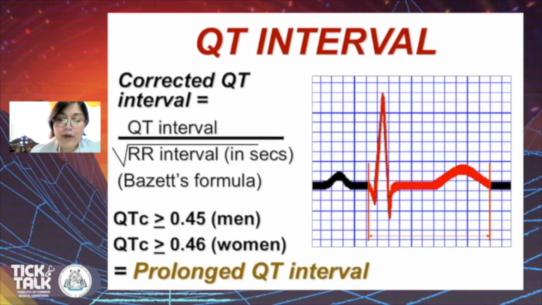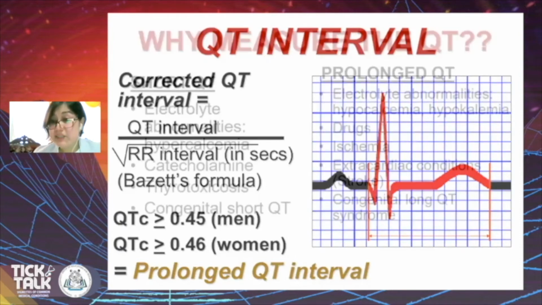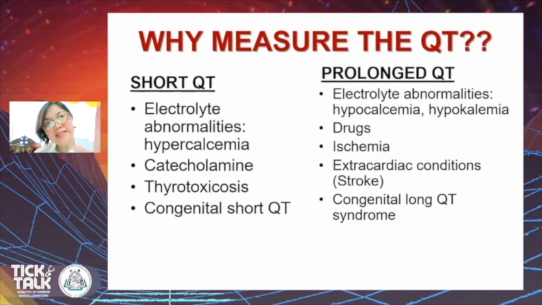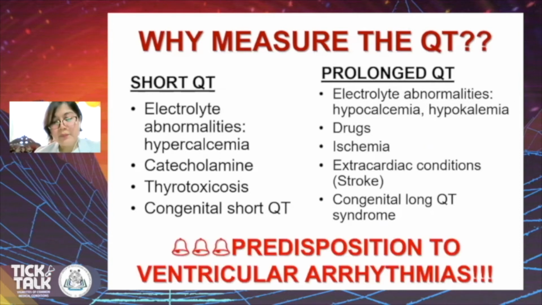More than 0.45 seconds for men or more than 0.46 seconds for women are indicative of prolonged QT interval. So why is it so important to take a look and actually compute for your QT interval in cases when you have either a bradycardic or a very tachycardic patient? This is the reason why, because certain abnormalities and even predisposing factors to ventricular arrhythmias are hinted by a very short or a prolonged QT interval.